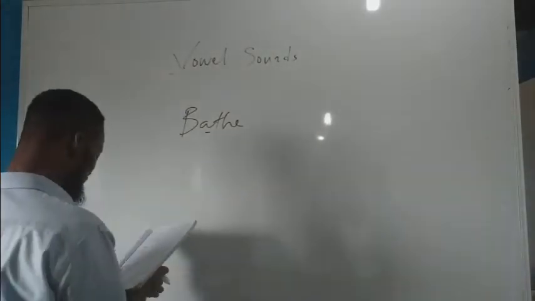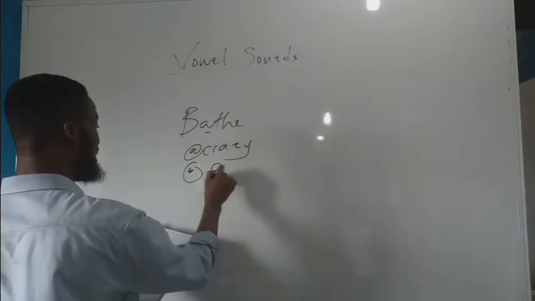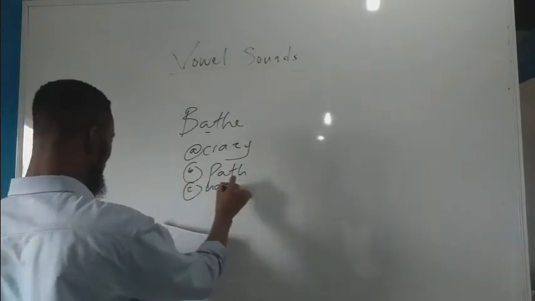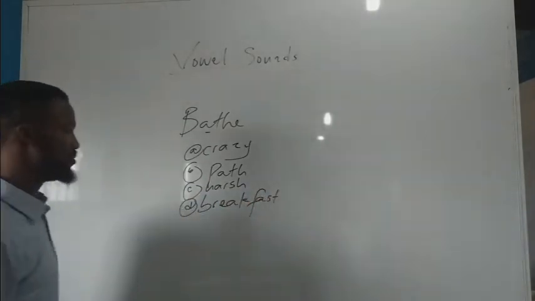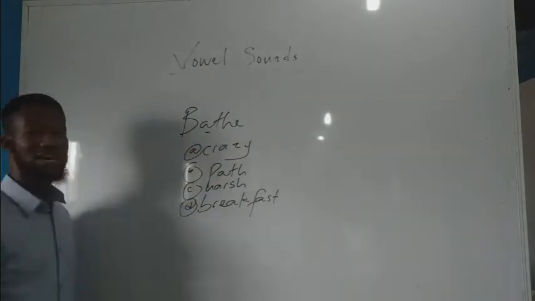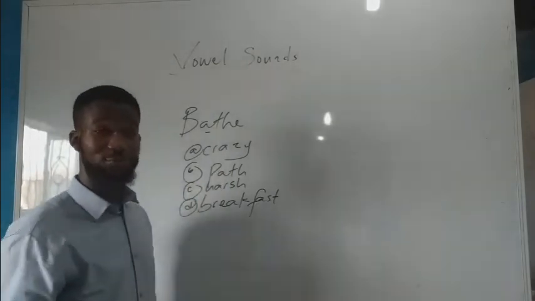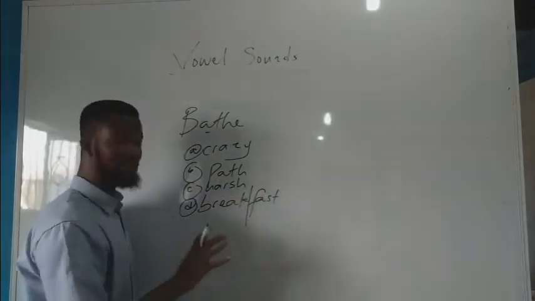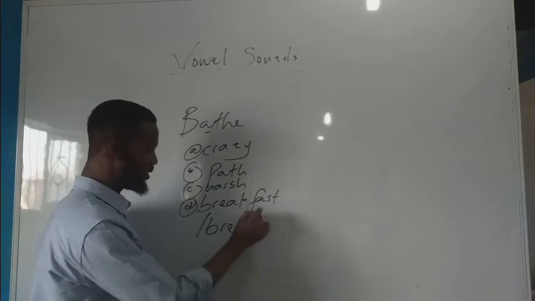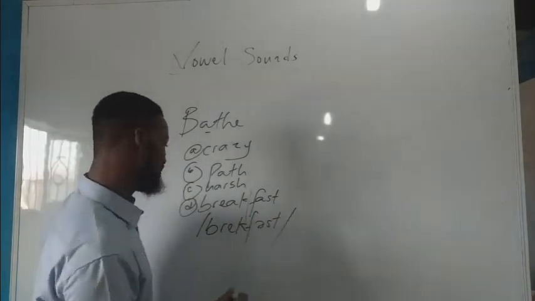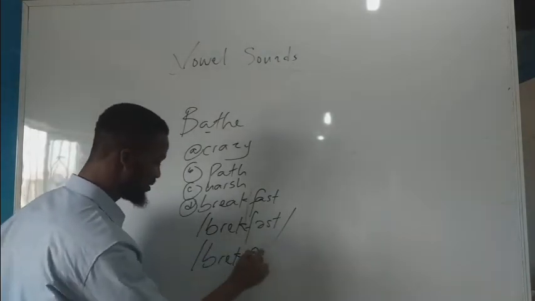So option A, we have C-R-A-Z-Y. Option B, we have P-A-C-H. C, we have H-A-R-S-H. And option D is B-R-E-A-K-F-A-S-T. Two answers look like the answer. Of course, we know that this is pronounced as bathe. But look at this. This is crazy, and this is what you would have called breakfast. Break on its own is break. But with the fast, it comes to air, and this is pronounced as breakfast.